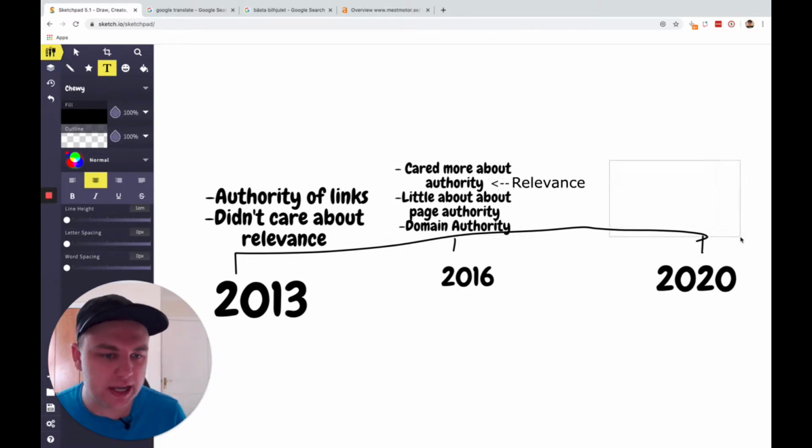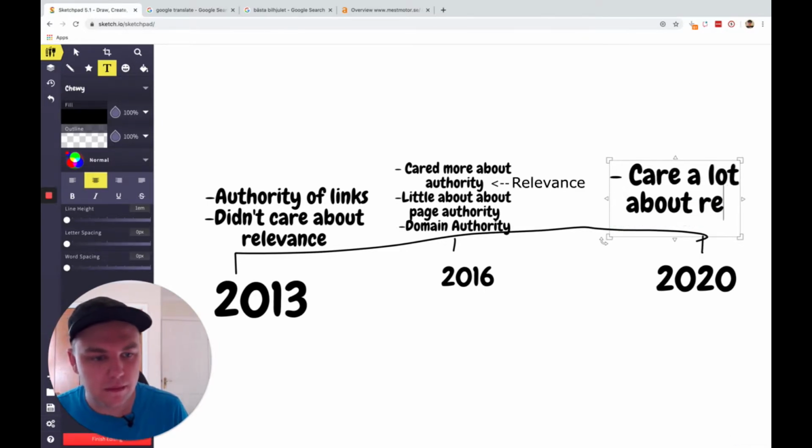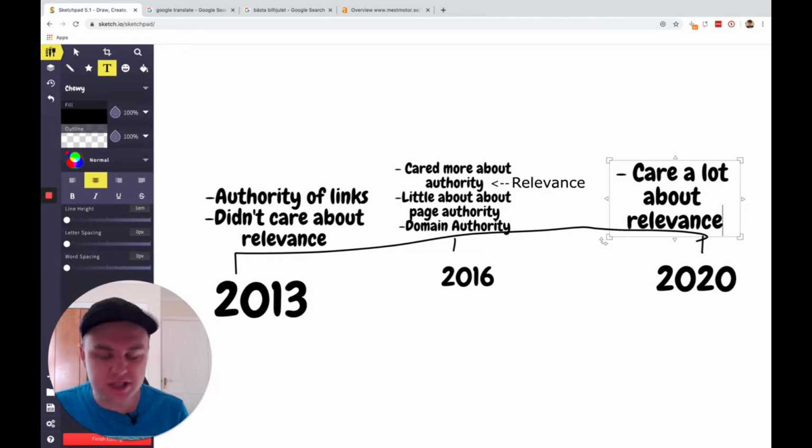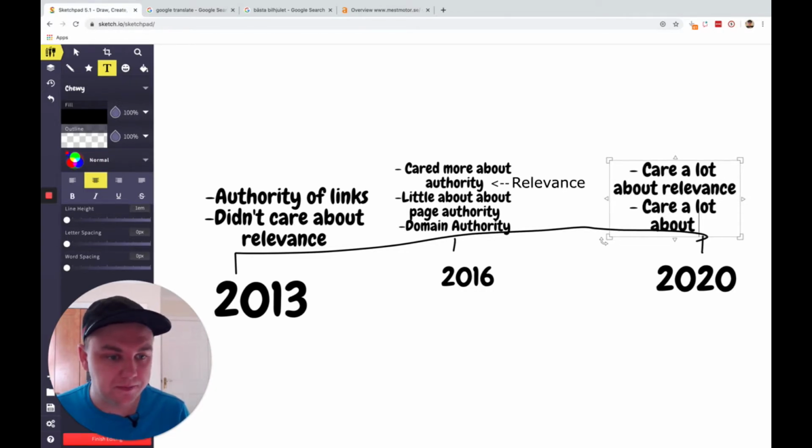And in 2020, they care a lot about relevance, okay? Over the years, relevance has just become more and more popular in Google's eyes, which is why I advocate so much for building relevant links, links that match up with what you're trying to link to. So they care a lot about relevance, and they care a lot about domain authority.